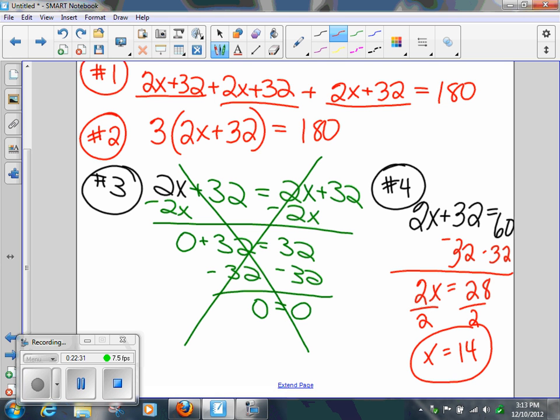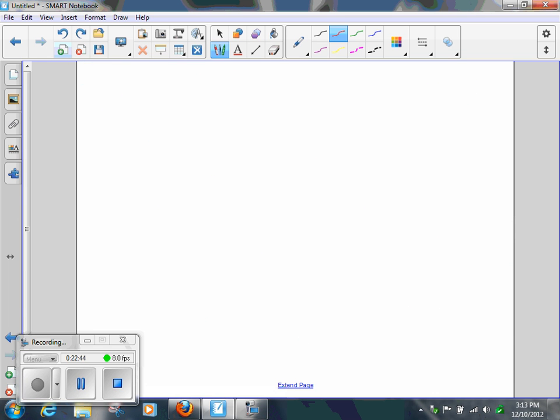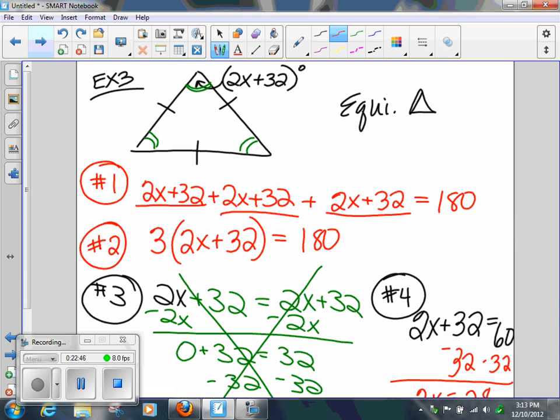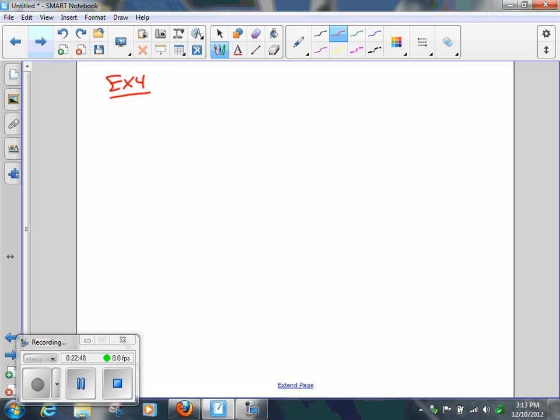Folks, when you're dealing with those equilateral triangles, are you going to know that those angles are 60 degrees each? Yeah. You have to know that. Here's another one. How about this one?